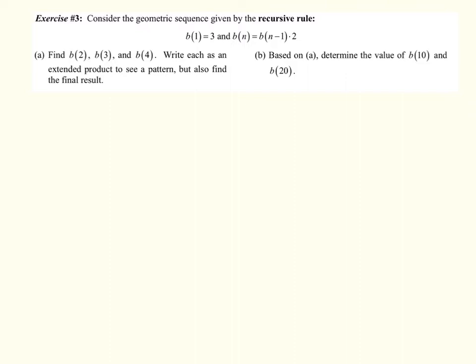So, right away, create your table. Here's my x, here's my y. I want 1, 2, 3, 4. Don't forget, these are my terms still. My 1, 2, 3, 4, those are called my terms. Okay? Now, I know B sub 1 is 3. Now what we have to calculate is what B sub 2 is.